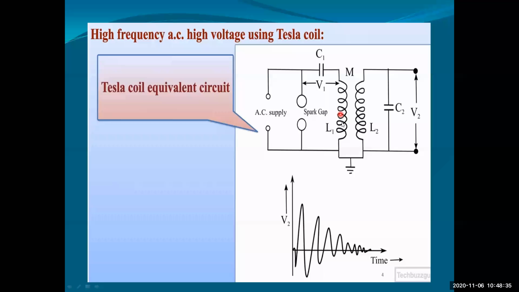There's a primary side and a secondary side. L1 is the primary coil. This is acting as an LC circuit, a tuned circuit, L1 C1. This is called the spark gap, this is the AC supply, and C2. That means the primary and secondary windings have their own capacitors, C1 and C2. The primary winding has a capacitance C1 and the secondary winding also has a capacitor C2. So this is the Tesla coil equivalent circuit.